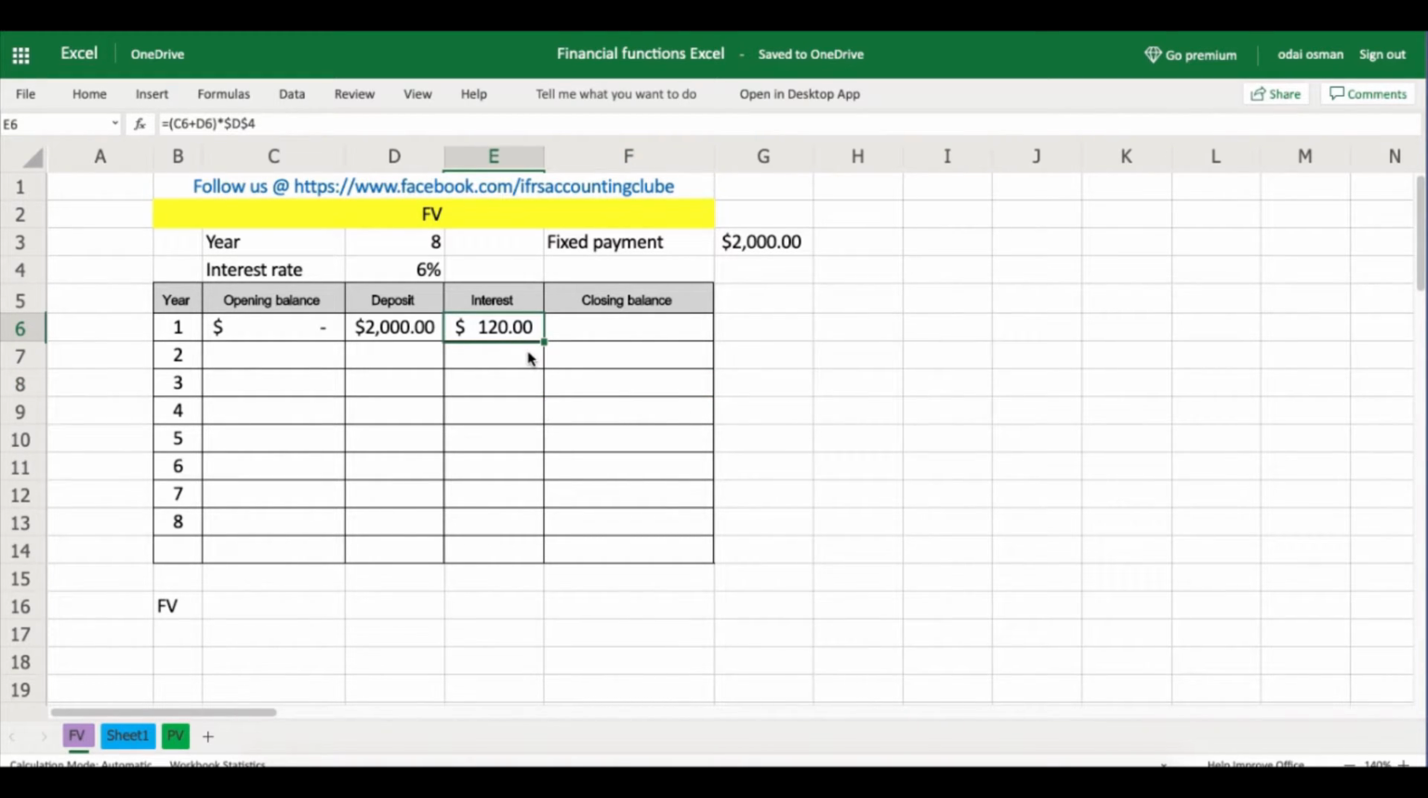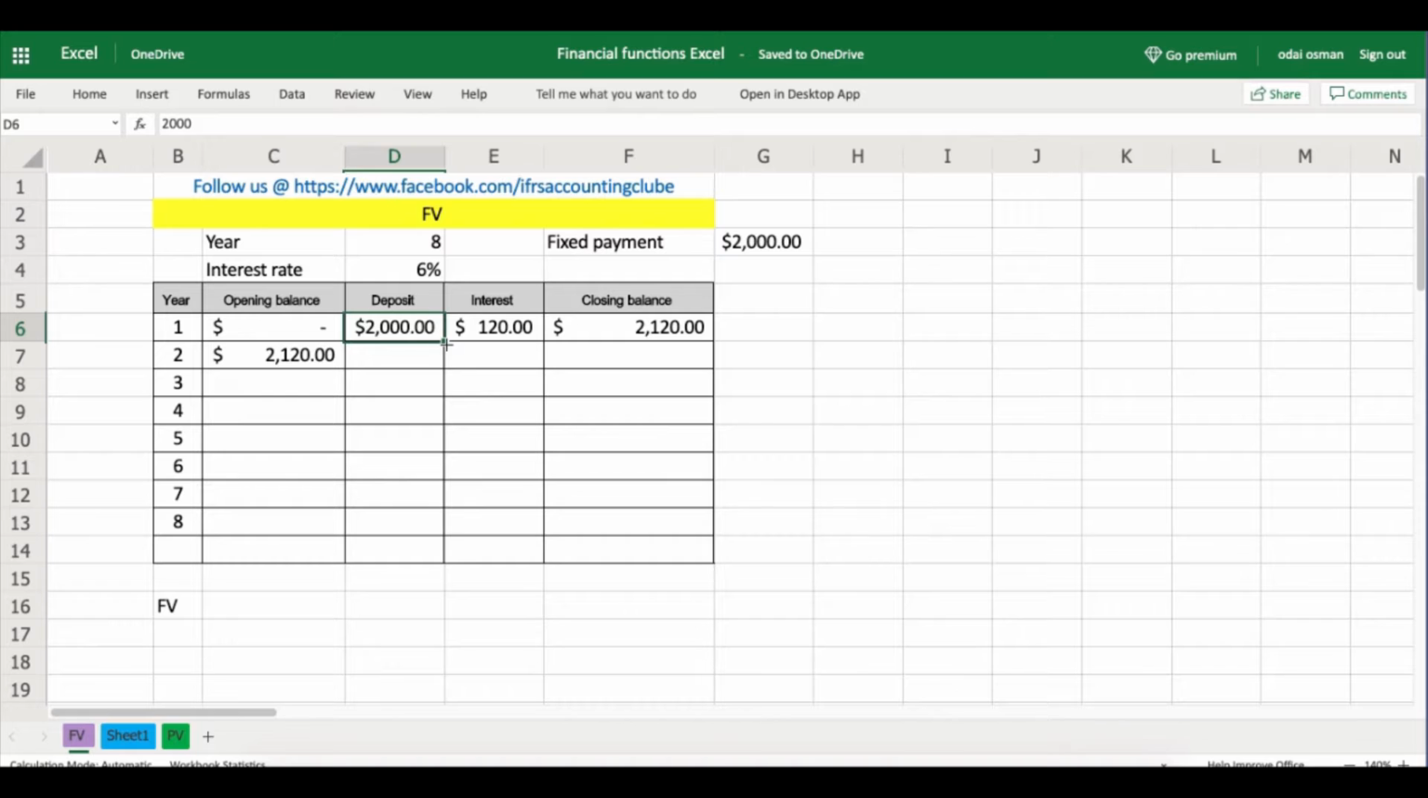So the interest in the first year, we are going to receive 120 as interest from this deposit. The closing balance would be equal to the sum of the opening balance plus the deposit plus the interest, and hit enter would give us this amount. The opening balance in the second year would be the closing balance of the first year.